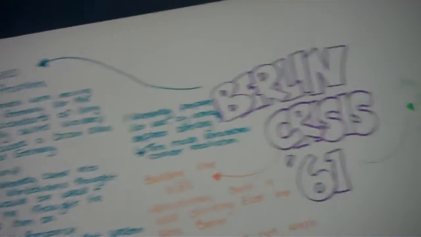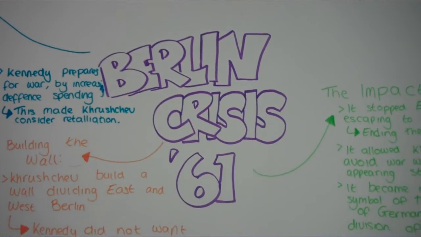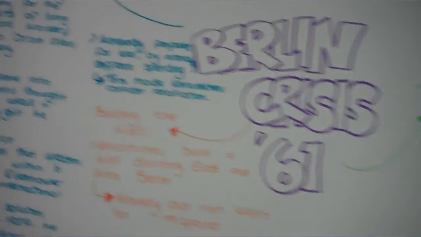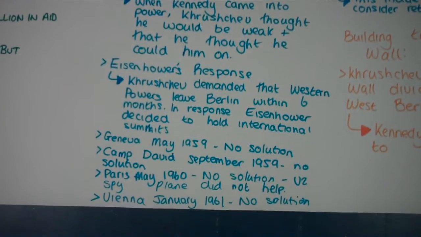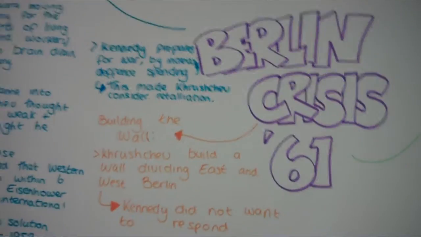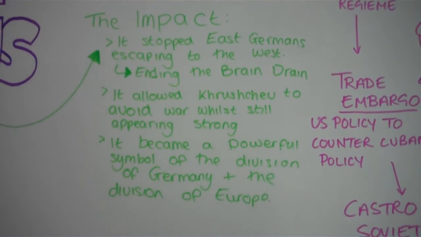We're then going to have a look at the Berlin crisis, looking at why it happened, the causes, the building of the wall, and the impact that had.